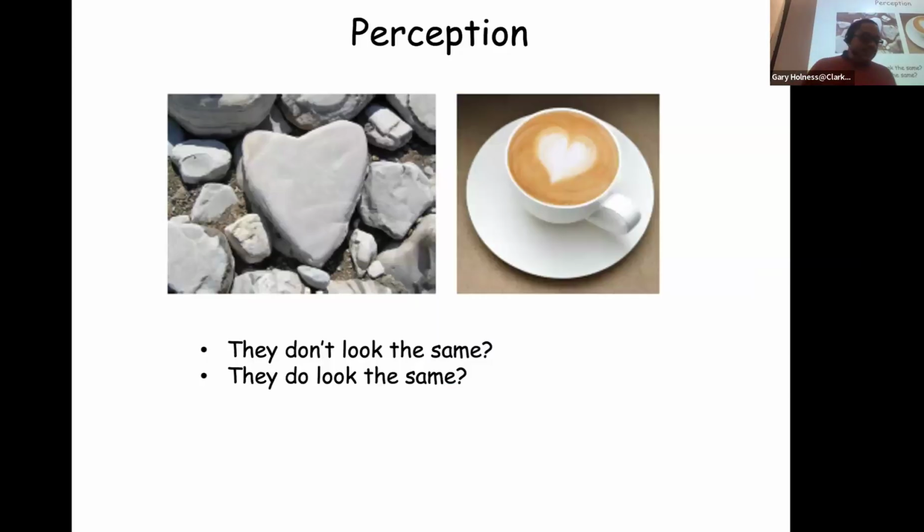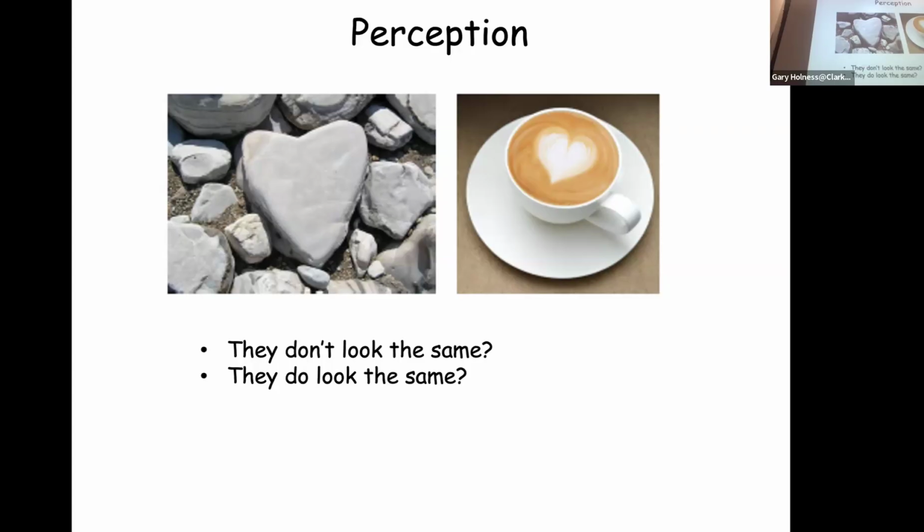I wanted to give you an example of perception, to drive home this idea of not just looking at the environment, but analyzing what the content of your environment means. On the left, we have a heart-shaped stone. On the right, we have a heart shape in a latte coffee drink. Do they look the same? No. Do they look different? They don't look the same, and they do look the same, right? So what are we seeing here?